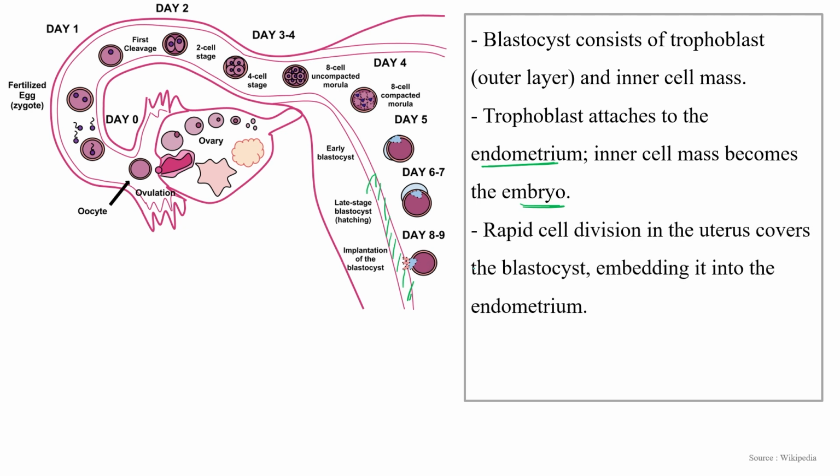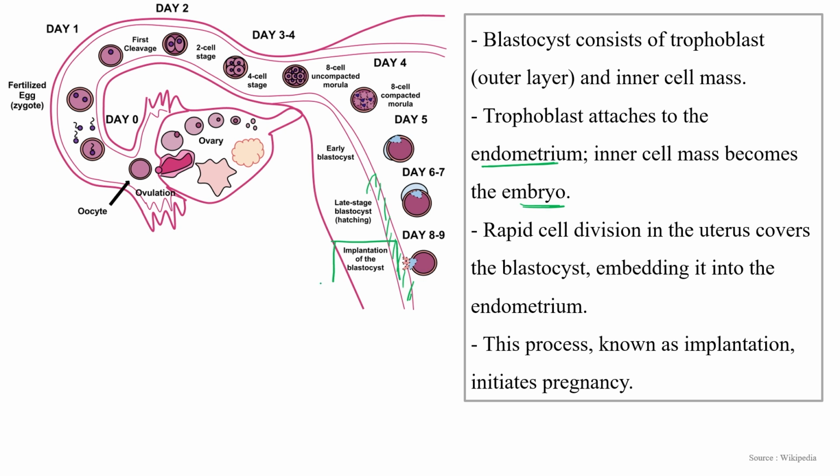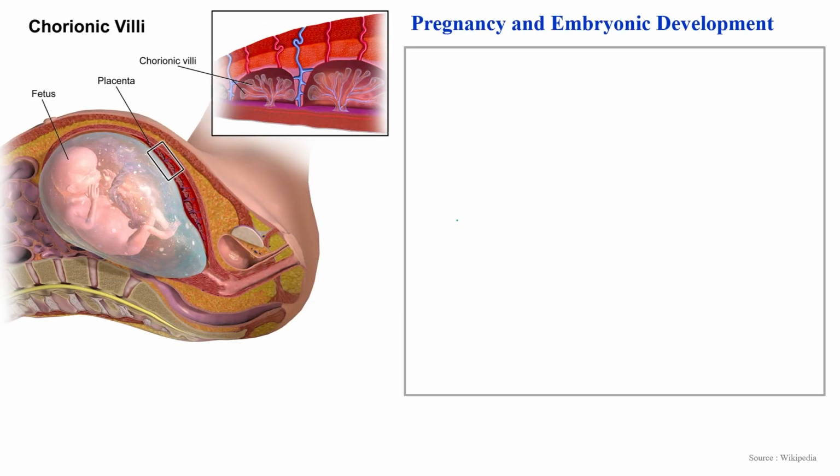After this, rapid cell division in the uterus occurs and covers the blastocyst, embedding it into the endometrium. At this stage we use the term implantation, or initial pregnancy. When the embryo has converted into the morula and then the blastocyst, and the outer covering attaches with the endometrium wall, only then can we say implantation has occurred. Now at this stage it gives the signal for initial pregnancy.